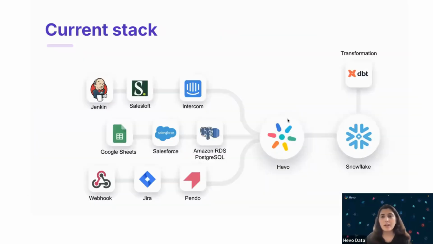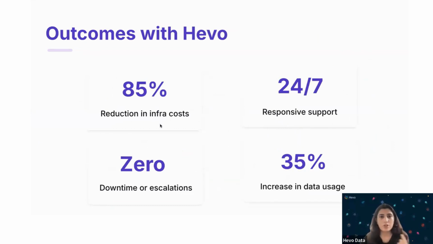So this is how their current stack looks. A lot of sources going through Hevo, with Snowflake, dbt, and then they do their analysis from their own tool, which is ThoughtSpot. What happened as an outcome? Once they started from 2020, they saw an 85% reduction in infrastructure cost, and that's a lot of cost that they ended up saving in just a matter of a couple of years by making the decision of moving and modernizing their architecture, right?